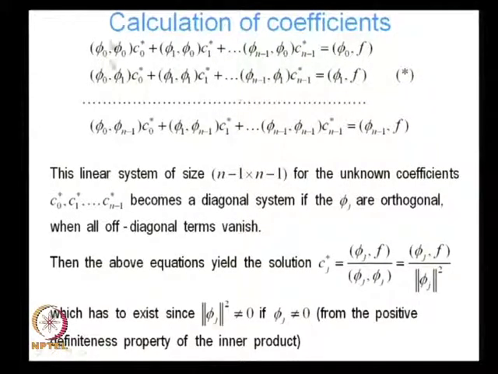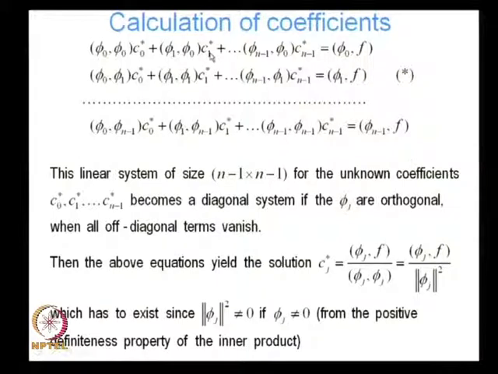I expand this out, I get a system of equations, and you can see this is a linear system of size n times n, and this linear system is for the coefficients c 0 star, c 1 star through c n minus 1 star. And if I have an orthogonal basis, you will see that this coefficient matrix... So, basically I want to find c 0 star, c 1 star and so on. These are my unknowns, and each term in the coefficient matrix is phi 0 phi 0, phi 1 phi 0 and so on and so forth.